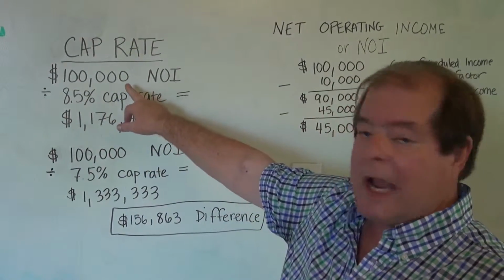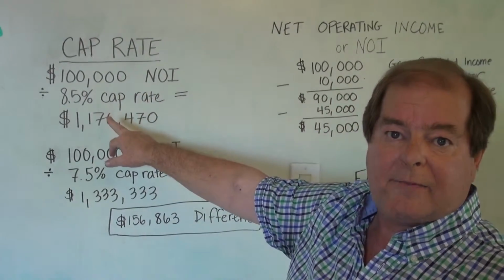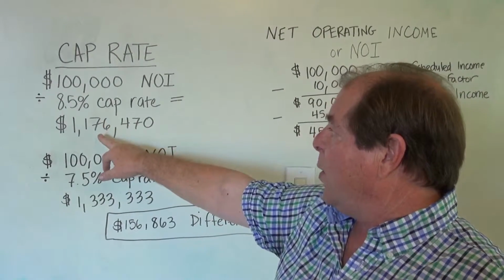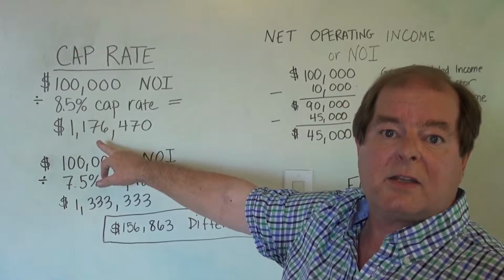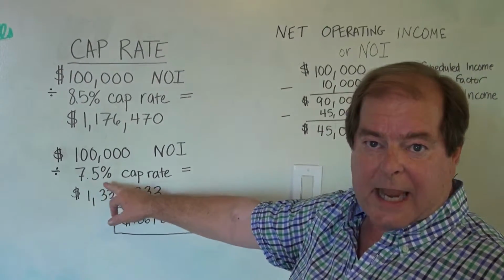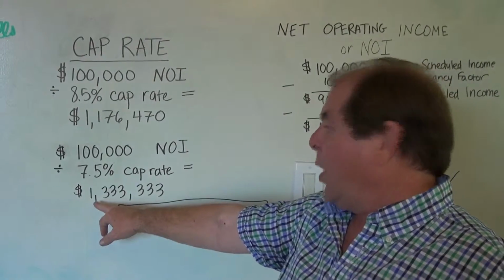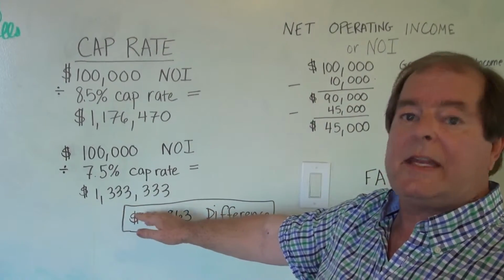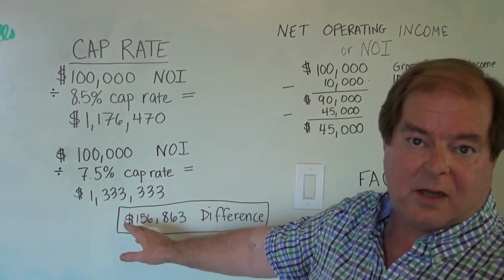In this case, 100,000 divided by 8.5%, if we're looking for that type of return, would give us a value of $1,176,000. If we were looking for only a 7.5% cap rate, we could afford to pay $1,333,000, which is a difference of $156,000.